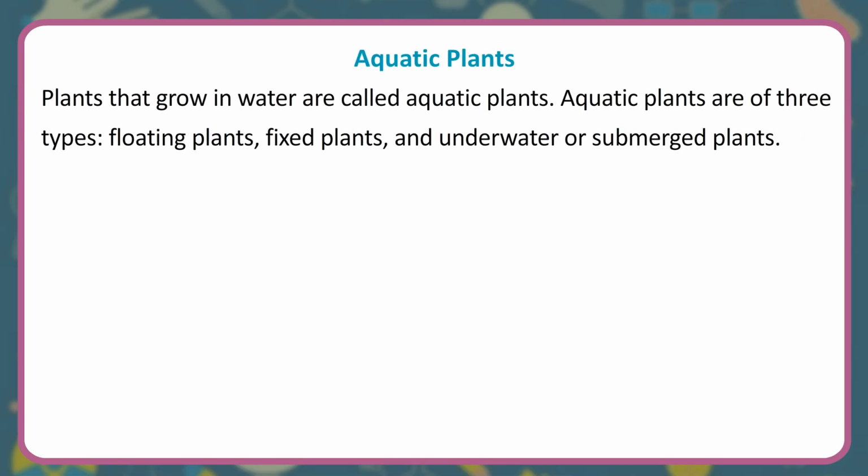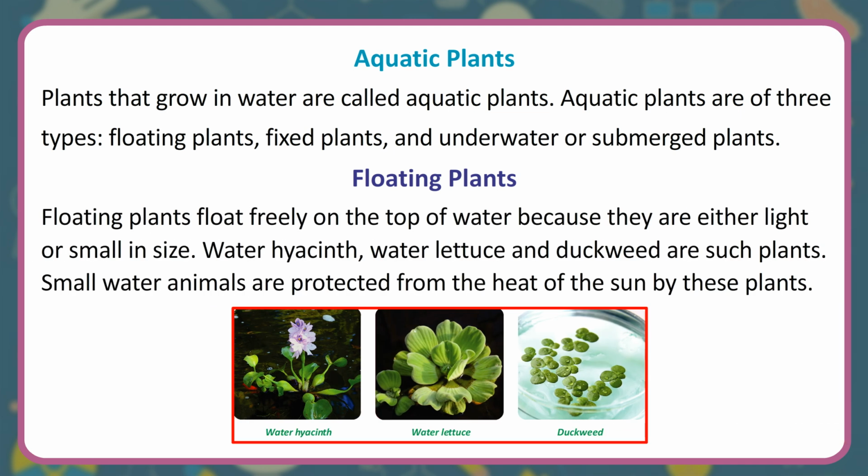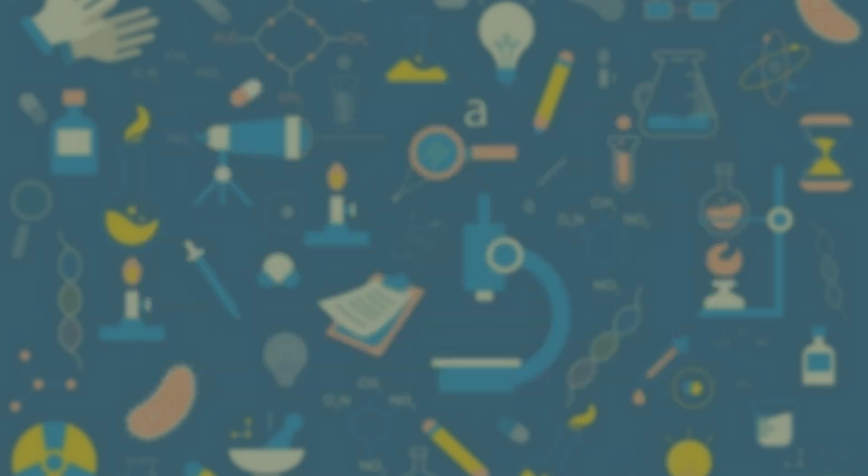Aquatic plants. Plants that grow in water are called aquatic plants. Aquatic plants are of three types: floating plants, fixed plants, and underwater or submerged plants. Floating plants. Floating plants float freely on the top of water because they are either light or small in size. Water hyacinth, water lettuce and duckweed are such plants. Small water animals are protected from the heat of the sun by these plants.